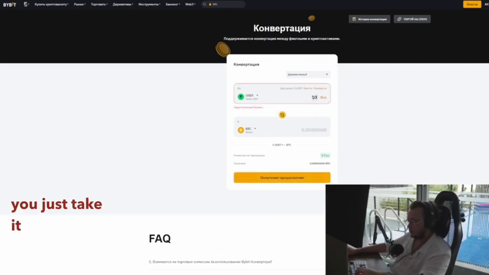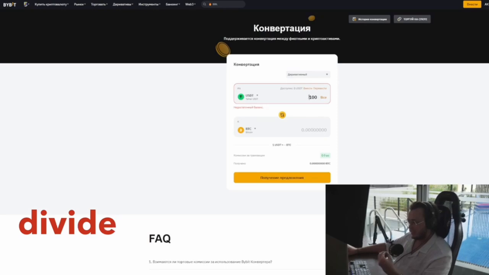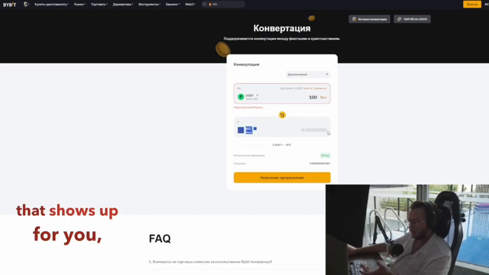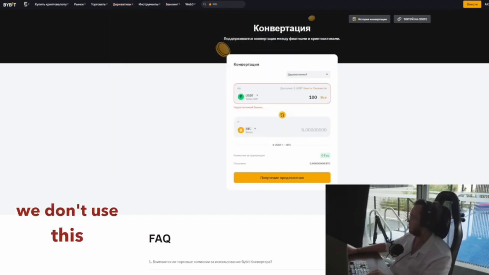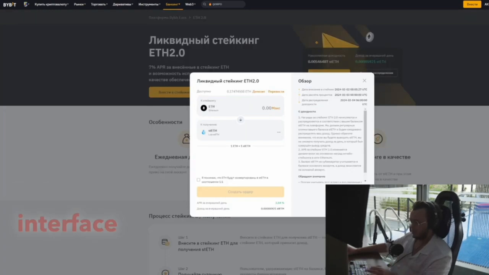You just take and divide 100 by that sum that shows up for you. Compare it with the current market price. You'll see it differs by approximately 1.5%. We don't use this interface, by the way. Here is such an interface.